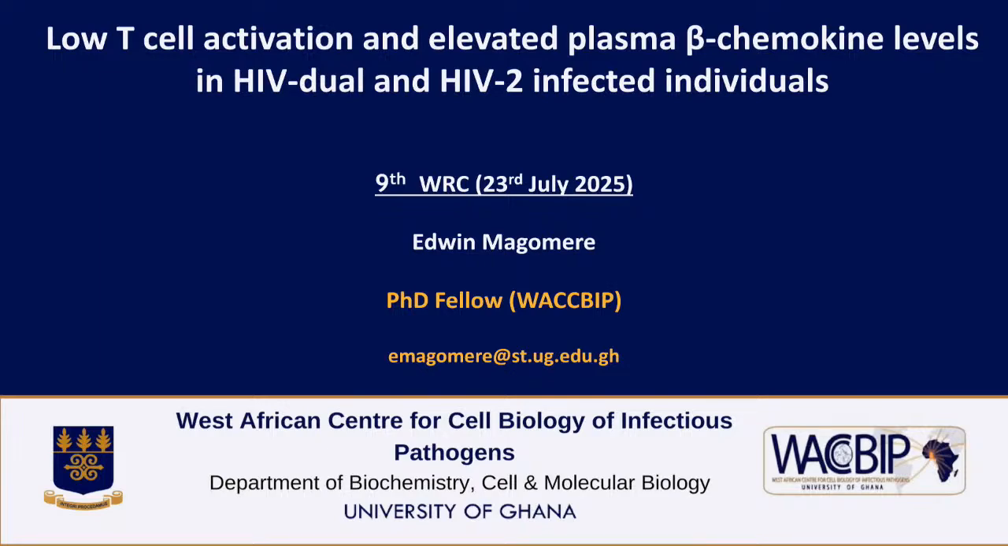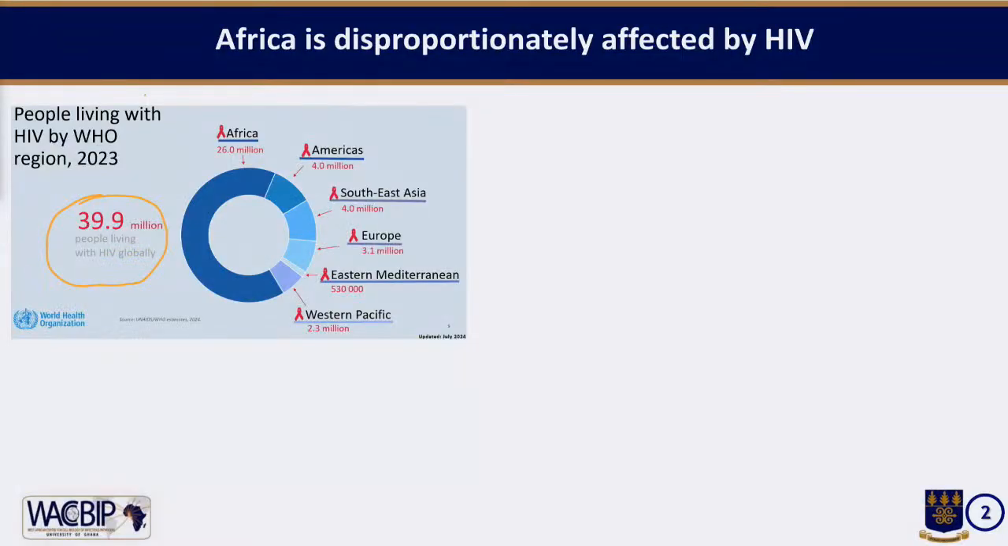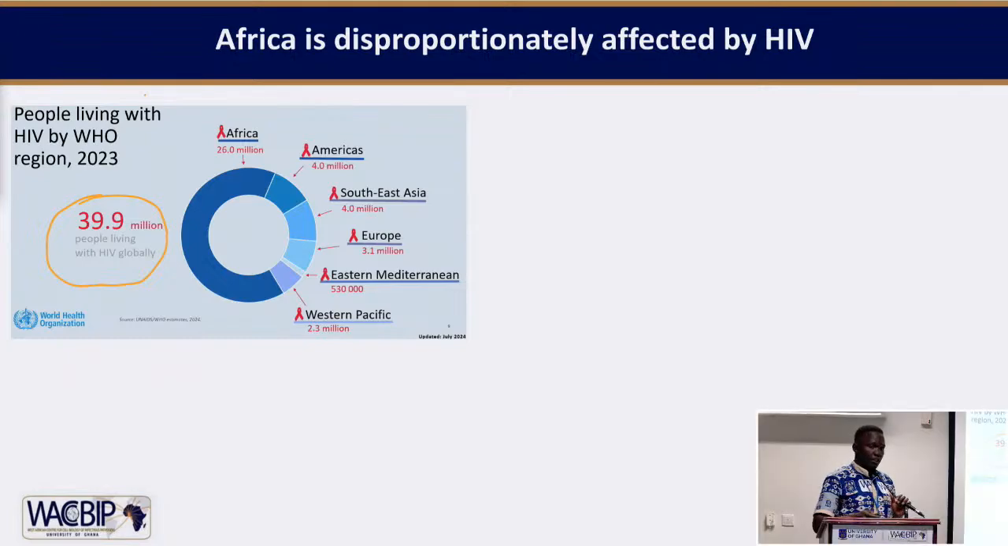Thank you. So my name is Edwin Magomere, and I'm going to present on low T cell activation and elevated beta chemokine levels in plasma in individuals who are infected with HIV-2 as well as HIV dual infections. Okay, so we know that currently there's about 40 million people who are HIV infected, and the majority of them are residing on the continent of Africa.